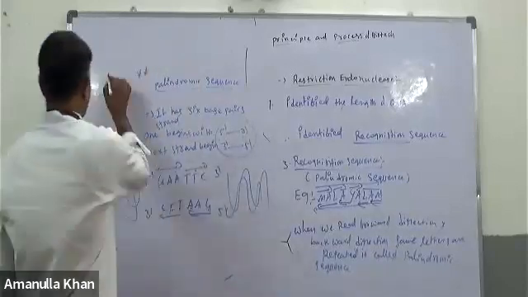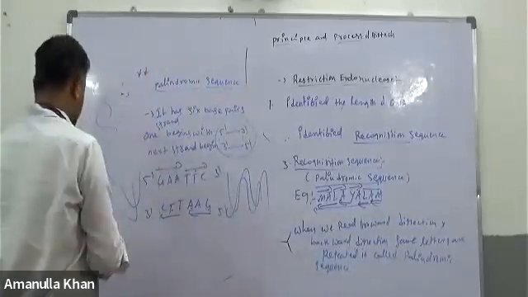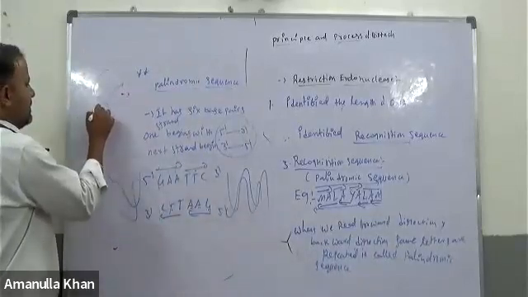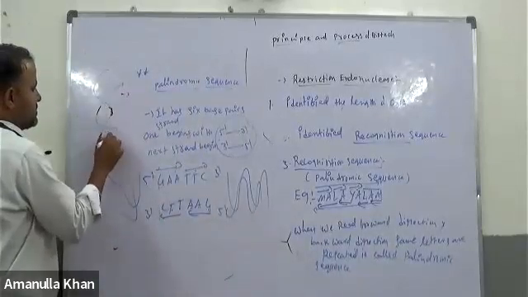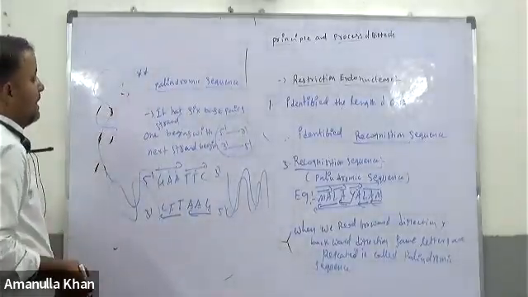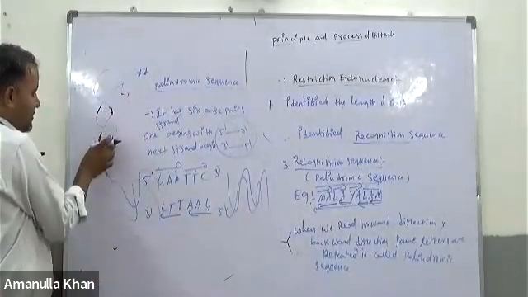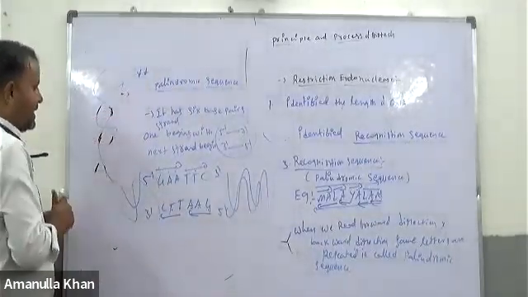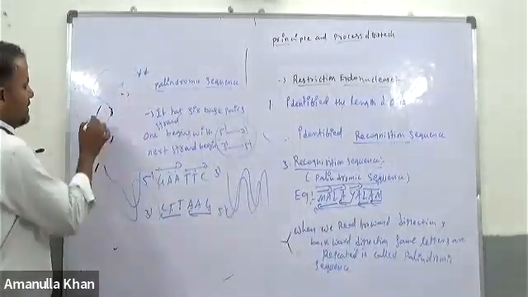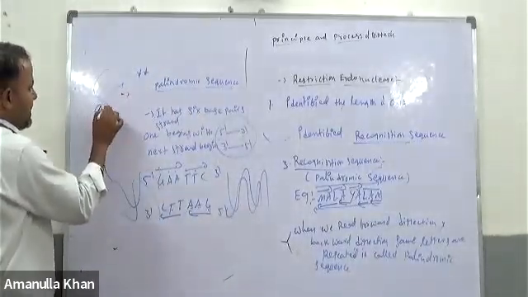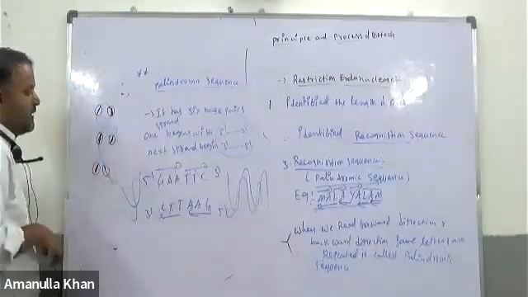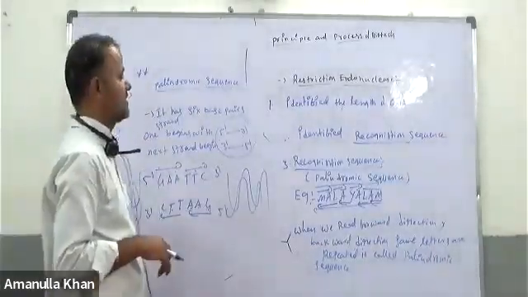For example, this is the DNA. In this region there is a recognition sequence. In this region also a recognition sequence. In this region also a recognition sequence. So after identifying the recognition sequence, it binds where? At the recognition sequence. Now the restriction endonuclease enzyme binds at these regions. Which enzyme binds? Restriction endonuclease enzyme.